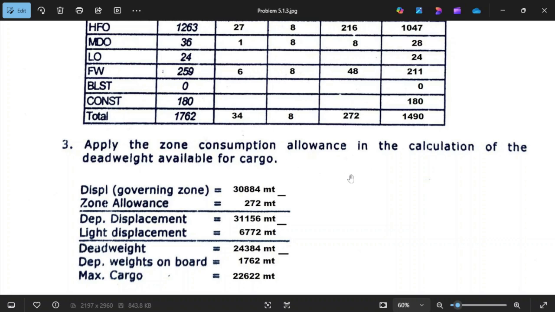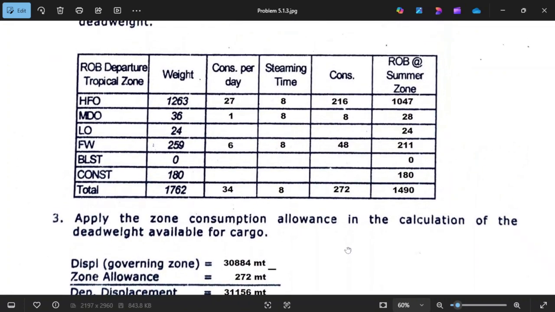When you say consumption allowance, it is the total consumption from departure of the tropical zone to the boundary of summer. So for this period, the entire 8-day voyage, the total consumption is 272. This is what you call the consumption allowance.